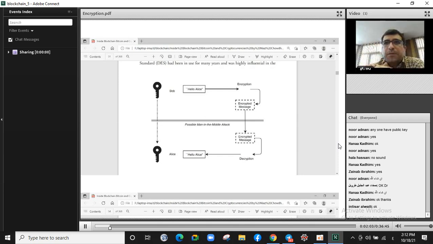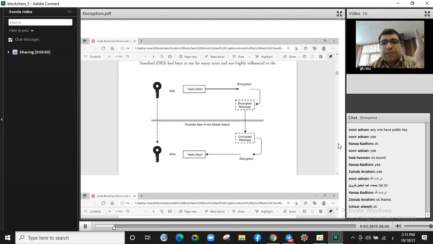This is symmetric cryptography. As I said, it's old, and today most of the cryptocurrencies are using asymmetric cryptographic algorithms. In asymmetric cryptographic algorithms, each person in the network has two kinds of key. One, public key. The second, private key.